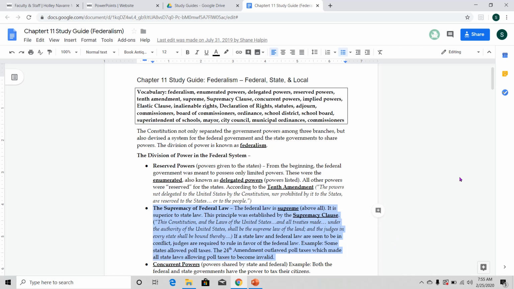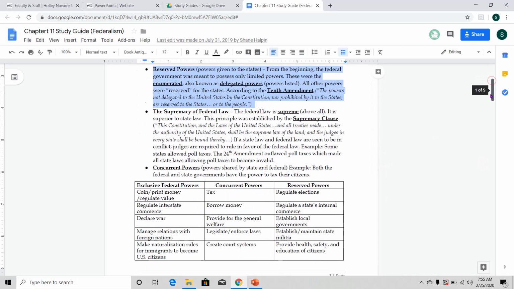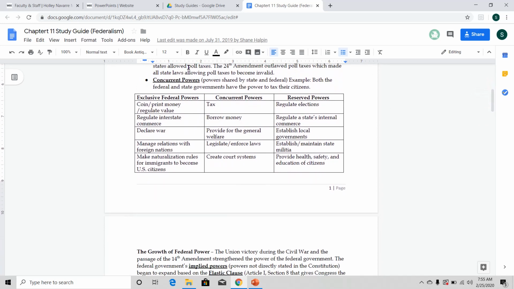Okay. And for this next part, guys, we're going to scroll down to concurrent powers. When we say concurrent powers, we want you to think of those powers that are given to both the federal and the state government. There's a wide variety, and you can see some of those in this chart right here. Some of the concurrent powers are taxing, both the states and the federal government are able to tax. They both can borrow money. They both can provide for the general welfare. They both can legislate and enforce laws, and they both can create court systems too.